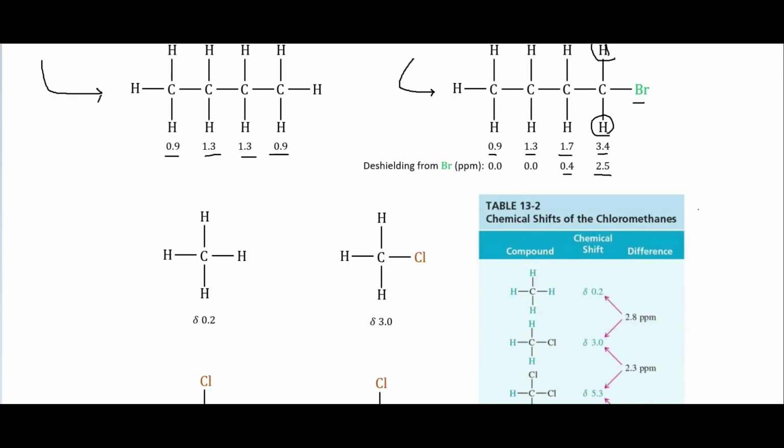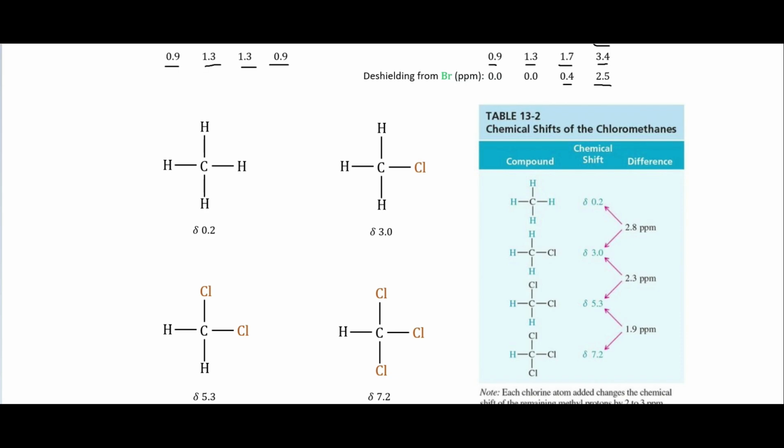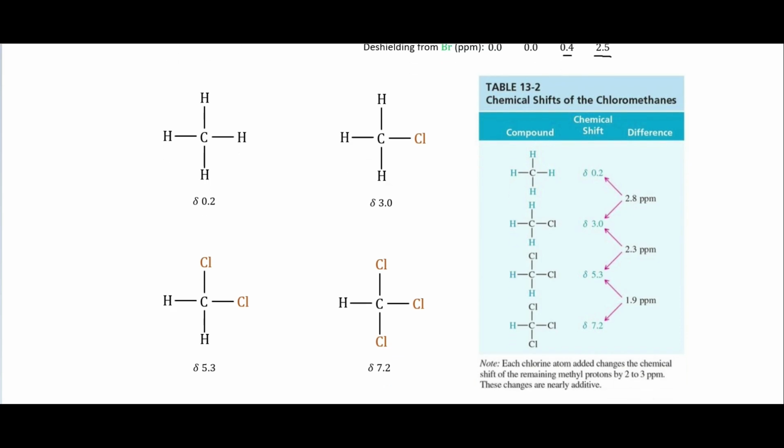And we can look at the additivity of these if we add more and more of one of these atoms to our molecule. So we have methane that will be at a delta of about 0.2, so very close to our TMS standard. We add a chlorine, and this will move it to about 3.0, so that's an increase of 2.8 parts per million. We then add another chlorine that shifts it to about 5.3. That's another 2.3 parts per million. A third chlorine will now shift it by 1.9 parts per million up to 7.2.